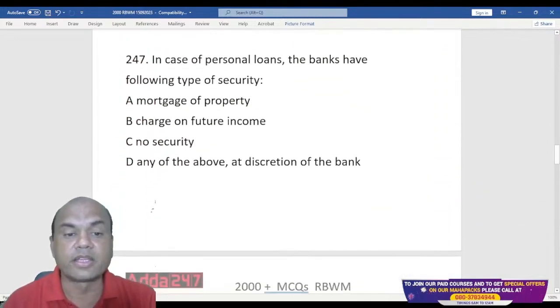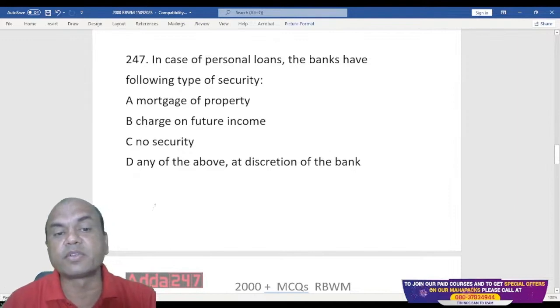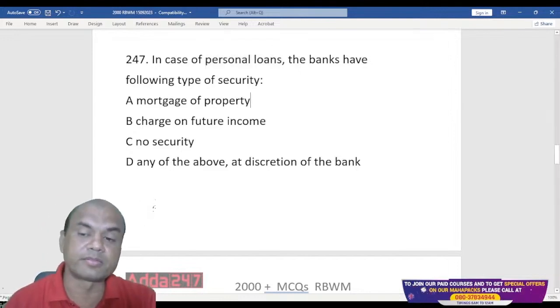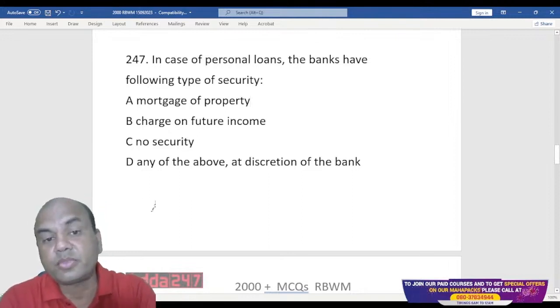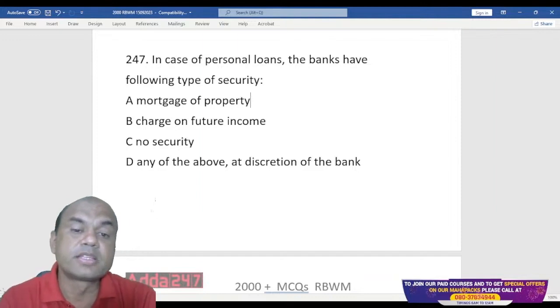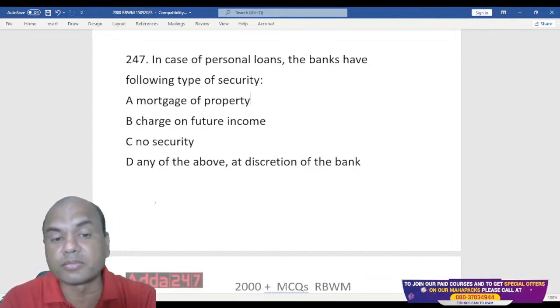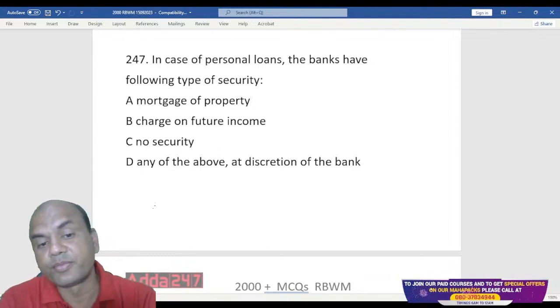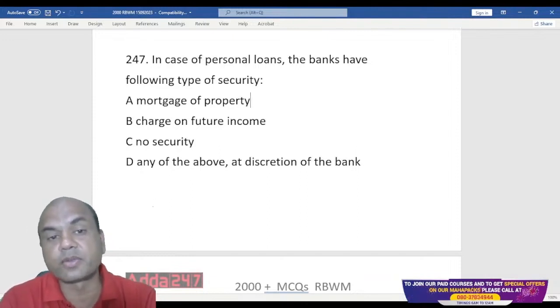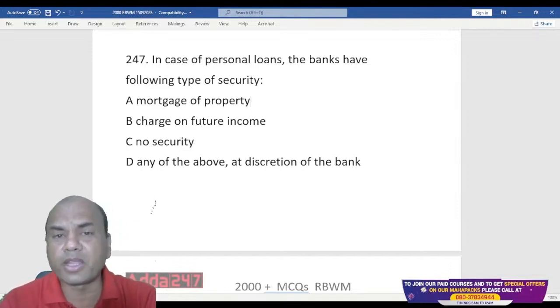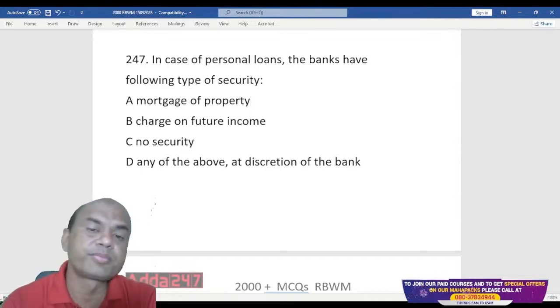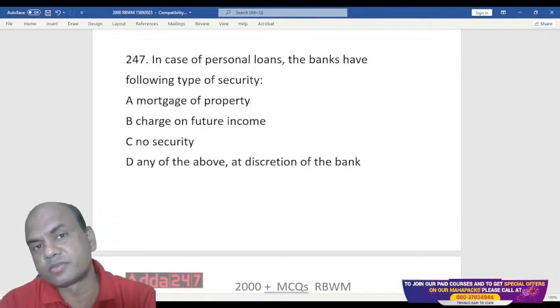Next one. In case of personal loans, banks have the following type of security. So for personal loans, what do we take as a security? Personal loan, PL. For personal loans, what type of security do we take? Mortgage of property, charge on future income, no security, any of the above at the discretion of the bank. So tell me, do I take the mortgage of property for a personal loan? Property is taken for which loan?